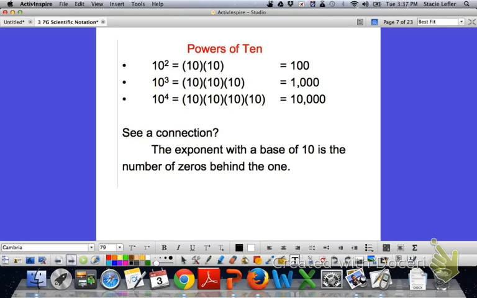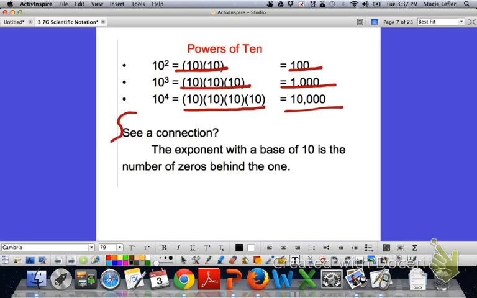Scientific notation has a lot to do with the powers of 10. 10 is what our number system is based on. So let's look at what happens with powers of 10. For example, 10 to the second means 10 times 10, which is 100. 10 to the third would be 10 times 10 times 10. It's a factor 3 times to get 1,000. 10 to the fourth, we'd have 4 tens being a factor multiplied to get 10,000.